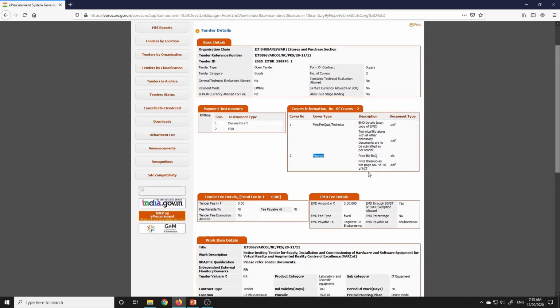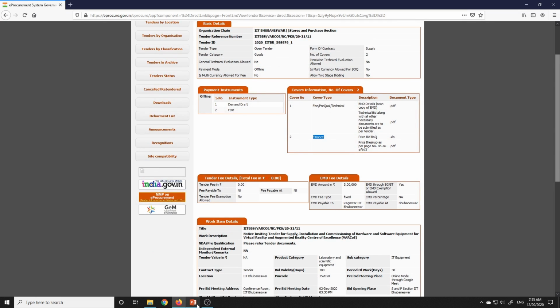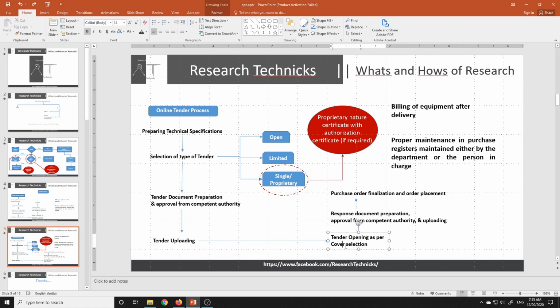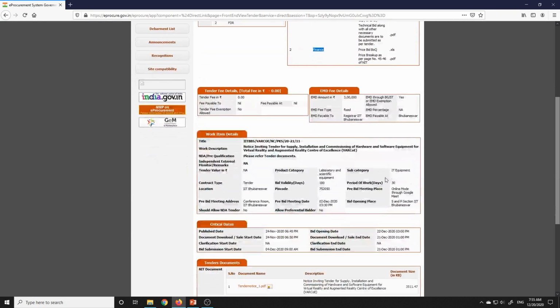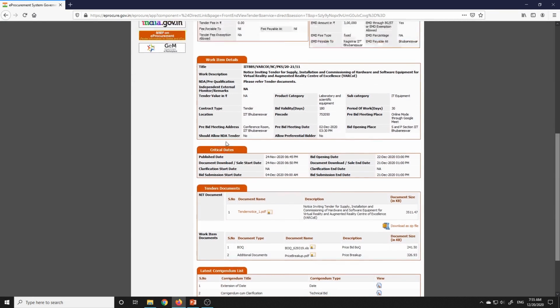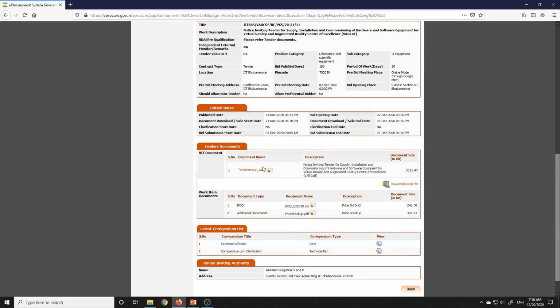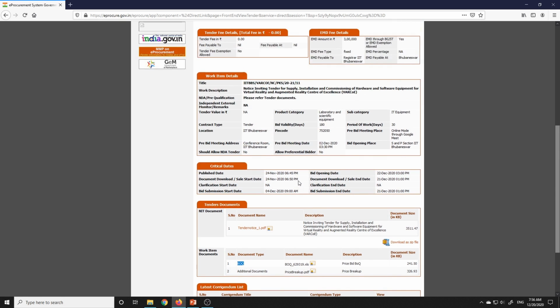Okay, now that was the cover. Now the tender document. If you see, you can easily see here what the tender documents are. One is the BOQ, the bill of quantity. Now if possible, let's see whether we can download it as a zip file.